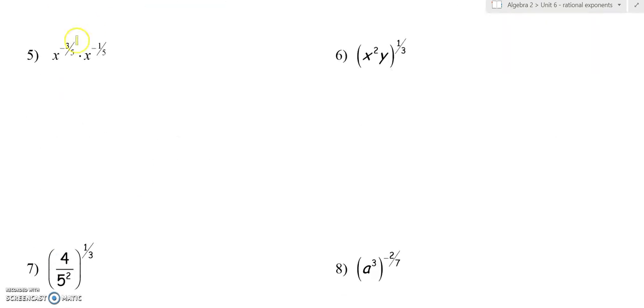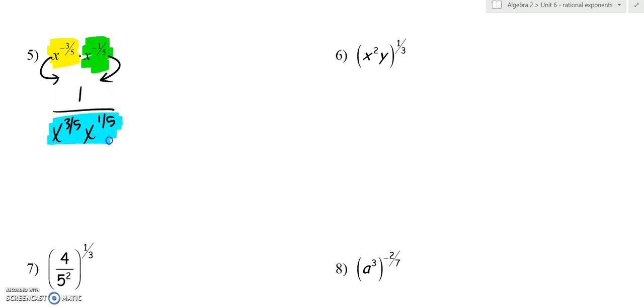Problem 5. I have a little issue here. This negative exponent, I don't like it. Actually, they're both negative. I don't like them. I want to move them to the bottom. When I do that, I have 1 over x to the 3/5, x to the 1/5.